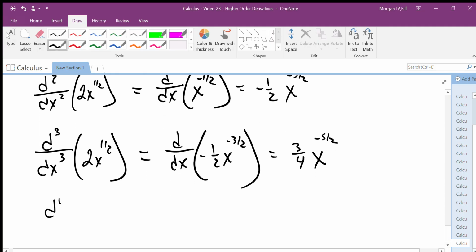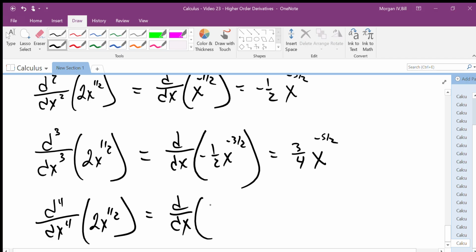And the fourth derivative of 2x to the 1/2 is the derivative of the thing we just found, the third derivative, 3/4 x to the negative 5/2, which is, bring the negative 5/2 down, so that's negative 15/8 x to the negative 7/2.